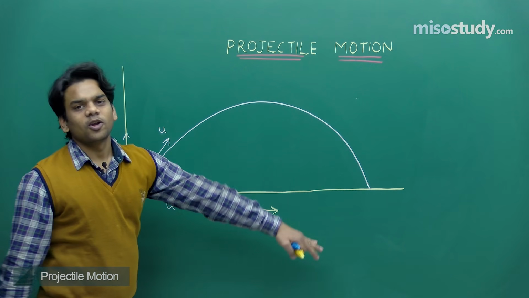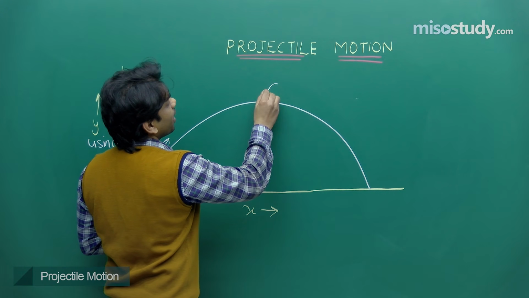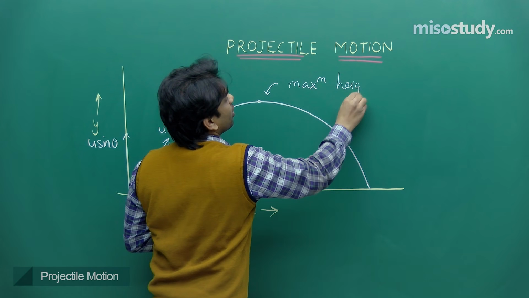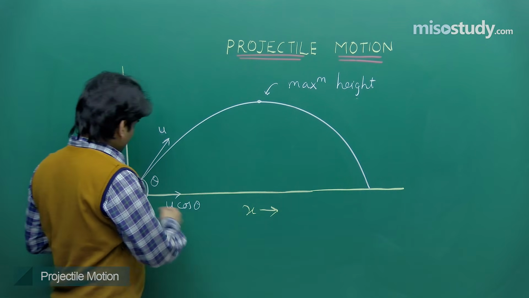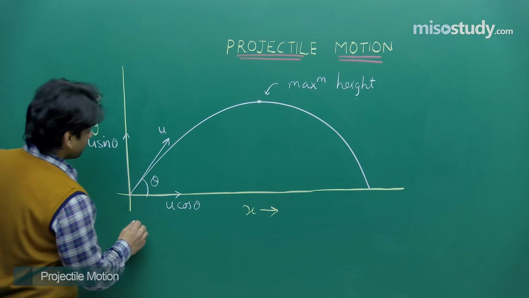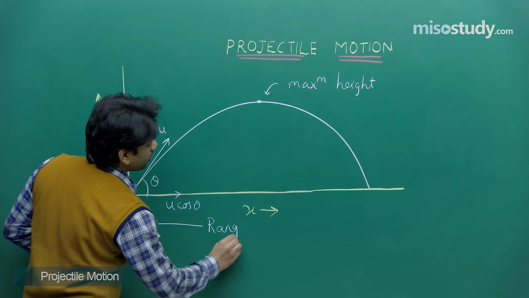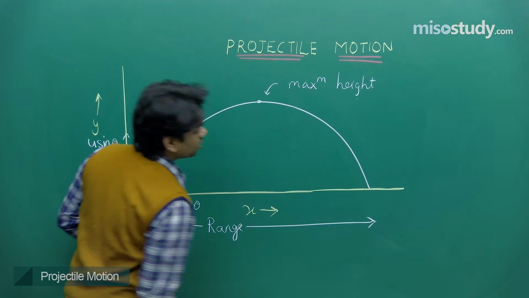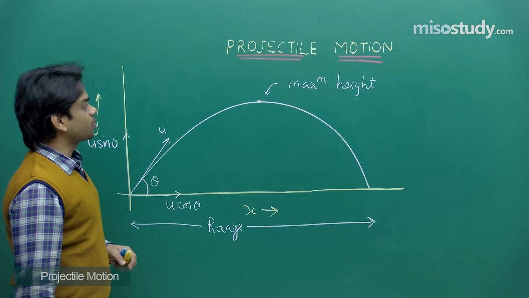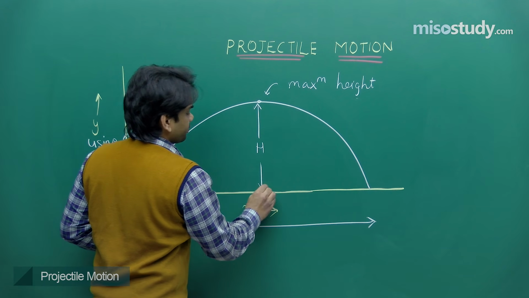Now the particle is moving along this path. This point is the maximum height point, or the highest point we can talk about. When it reaches the ground once again, this will be the maximum horizontal displacement, or we can say this is the range of the particle. Overall during its journey, this will be the maximum horizontal displacement. We can write the maximum height as h.